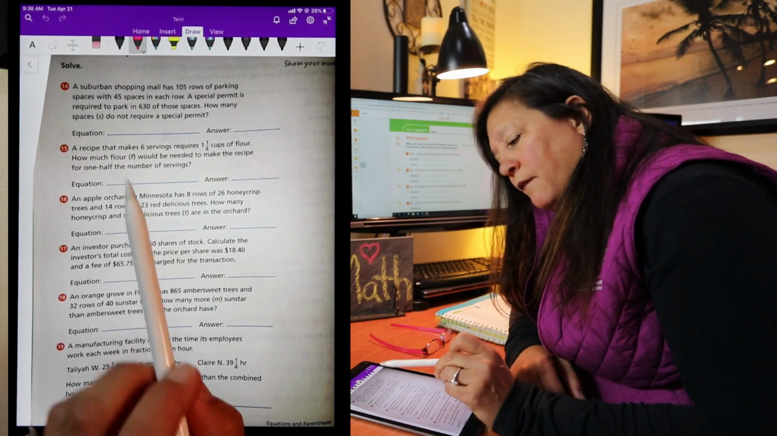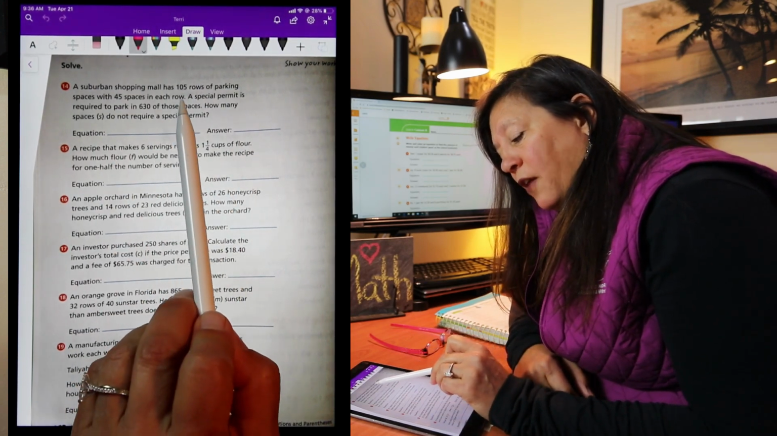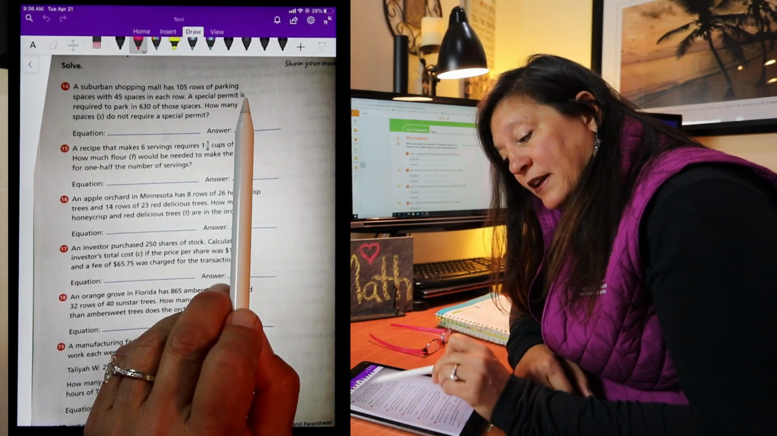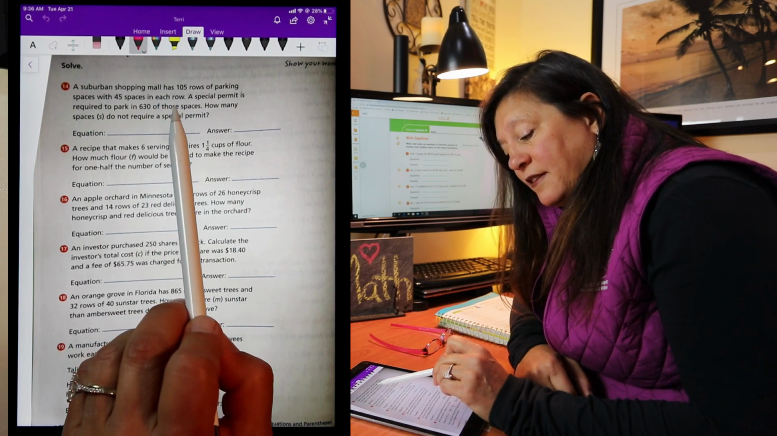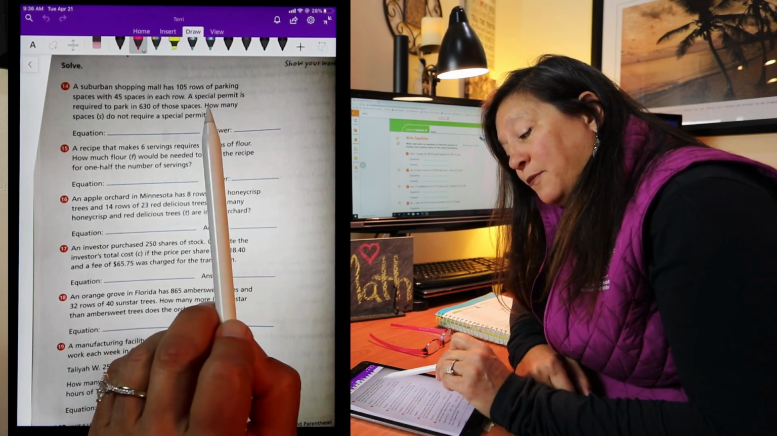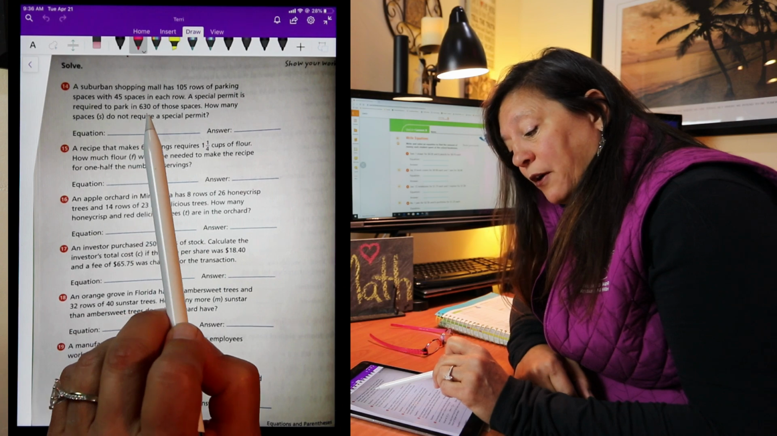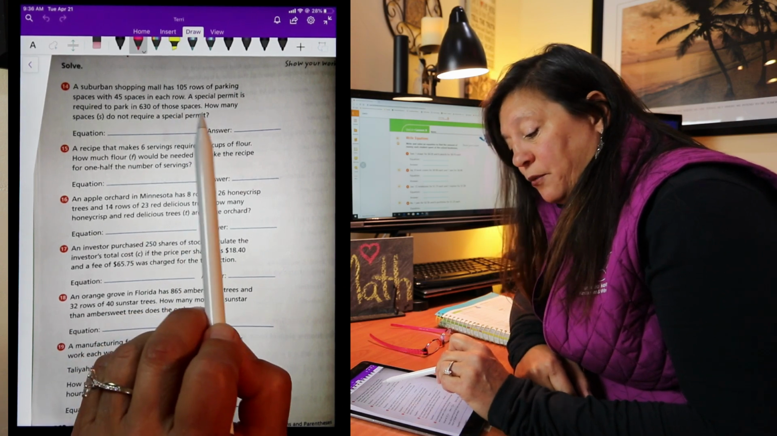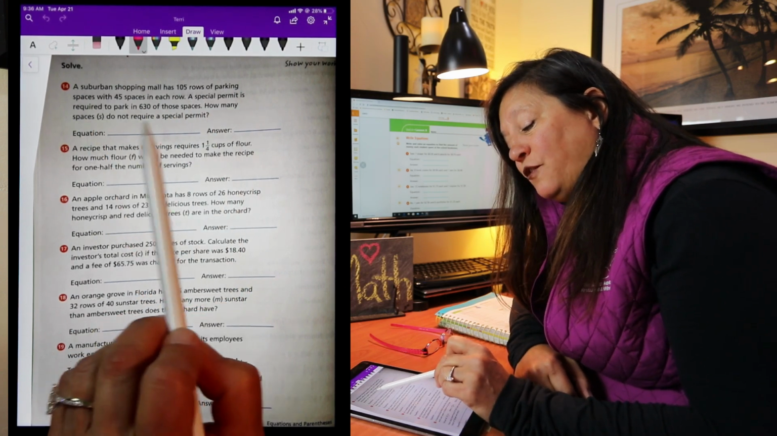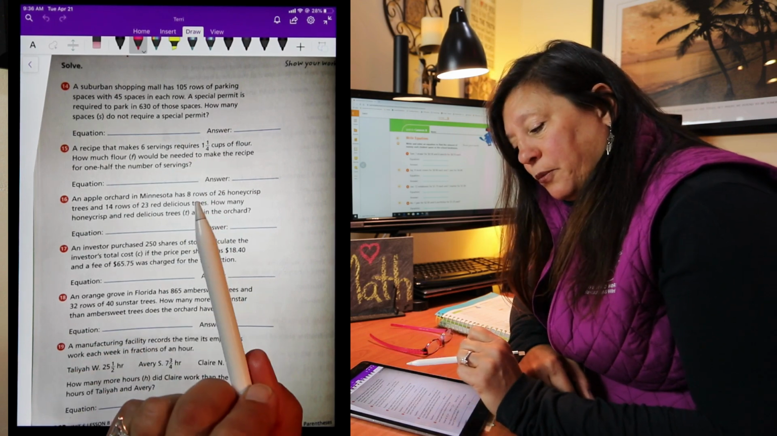Okay. 14. A suburban shopping mall has 105 rows of parking spaces with 45 spaces in each row. A special permit is required to park in 630 of those spaces. How many spaces do not require a special permit?